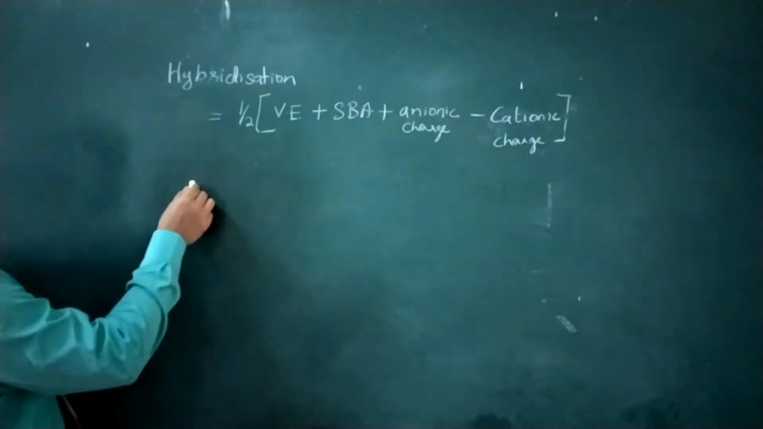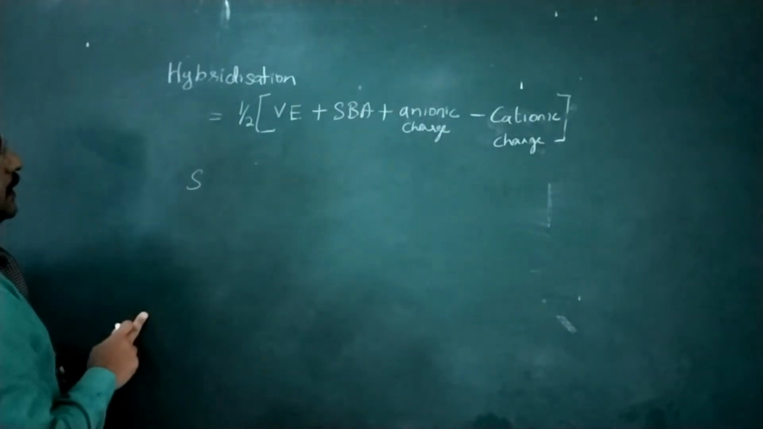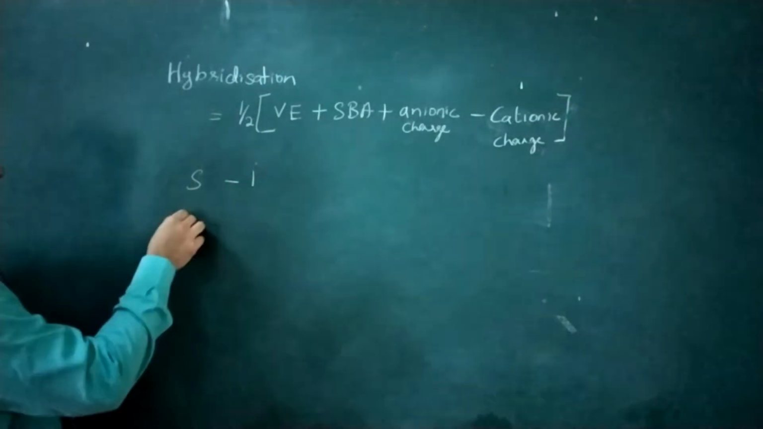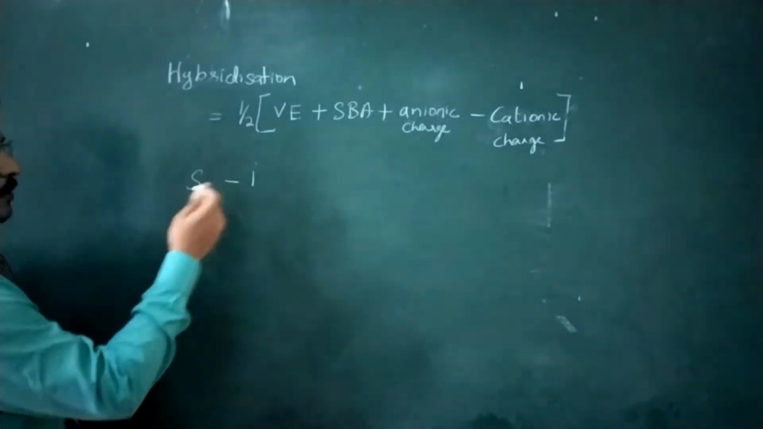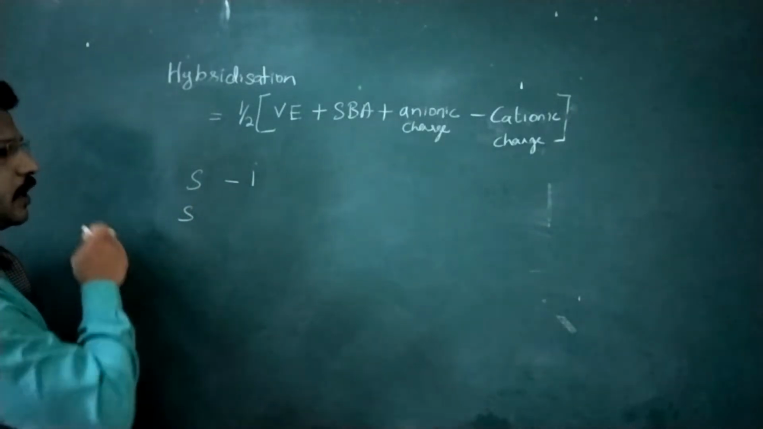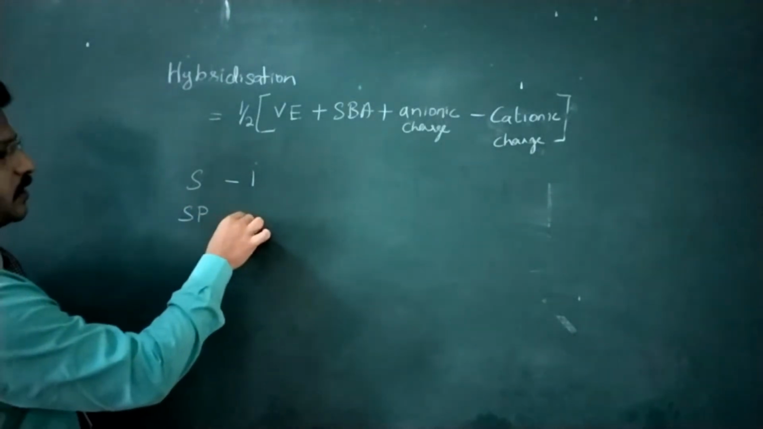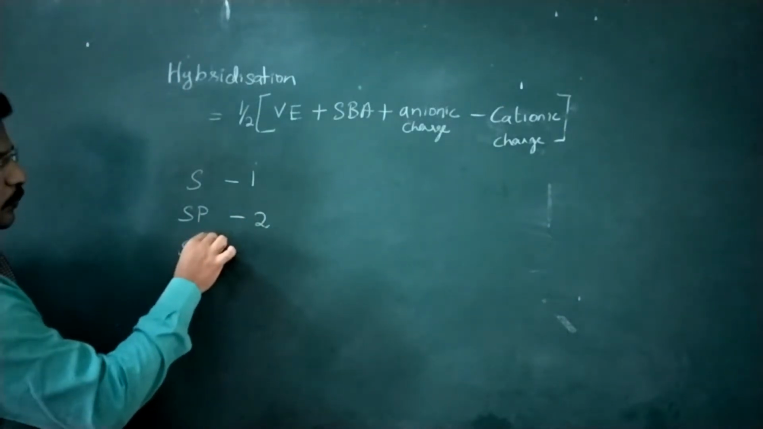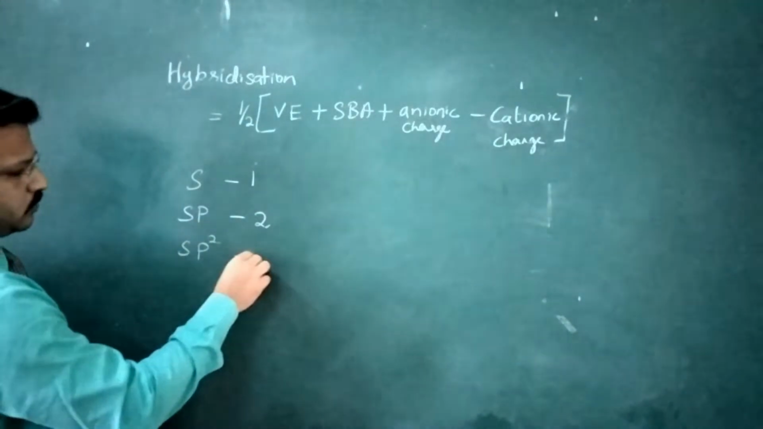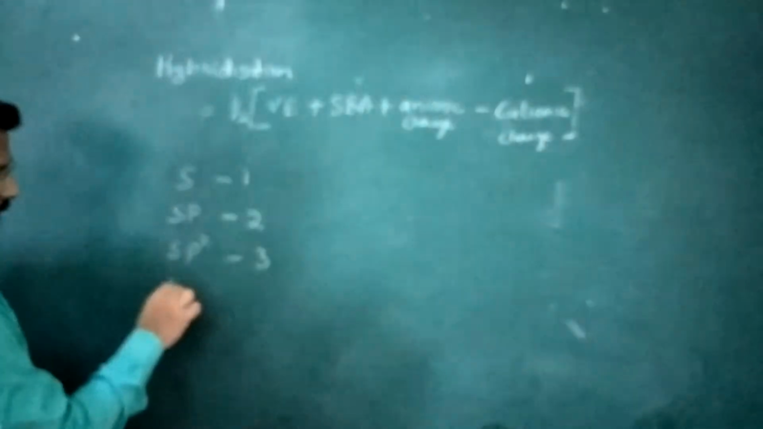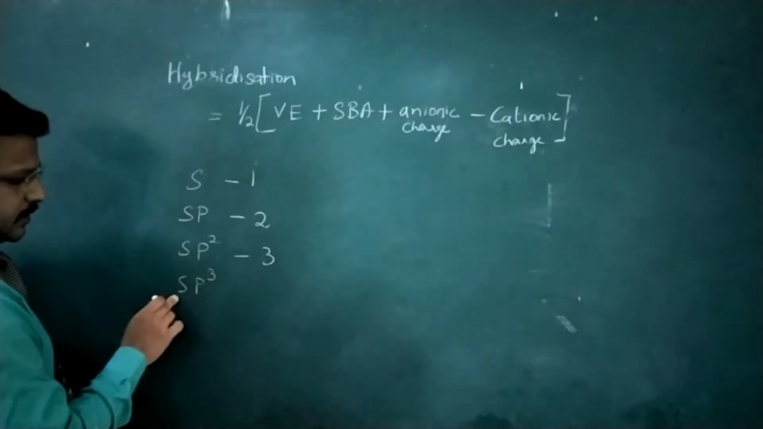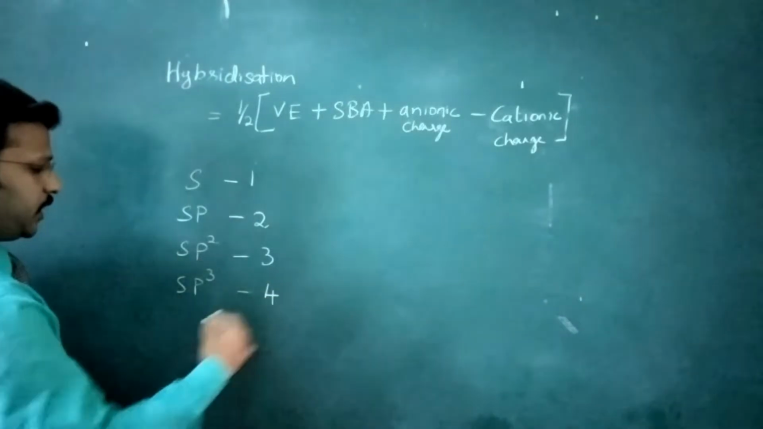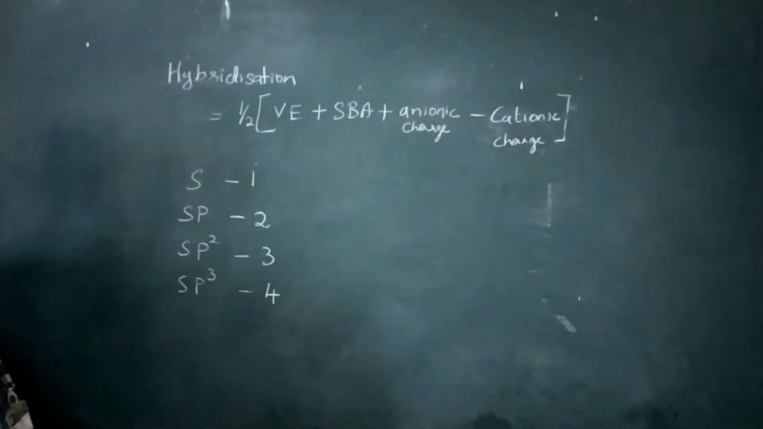If I take the s orbital, the basic orbital, I will consider the count of the orbital as 1. Mixing one s orbital and one p orbital, I have two orbitals here, which is sp. One s and two p orbitals give sp2. Mixing one s and three p orbitals gives sp3 hybridization, and the number of orbitals is 4.